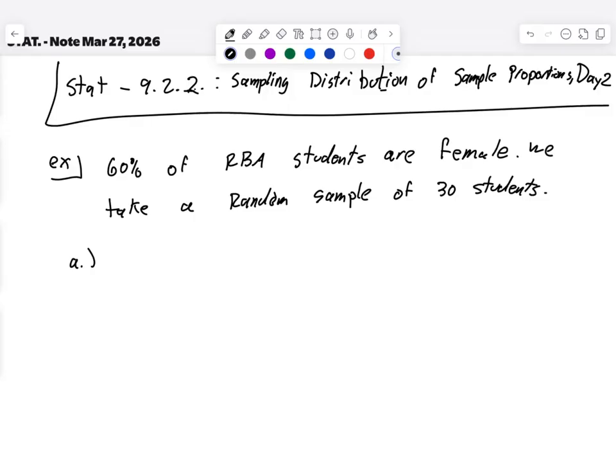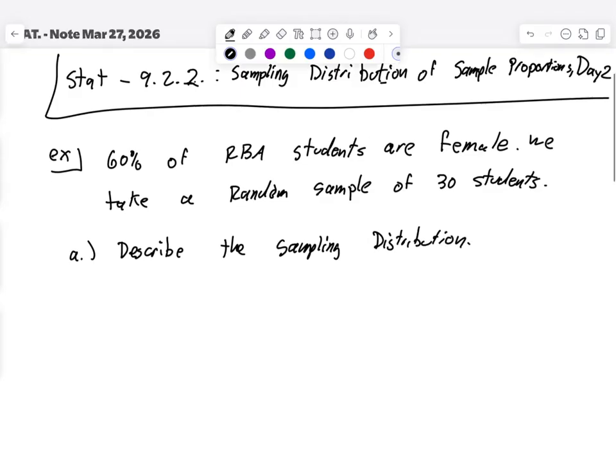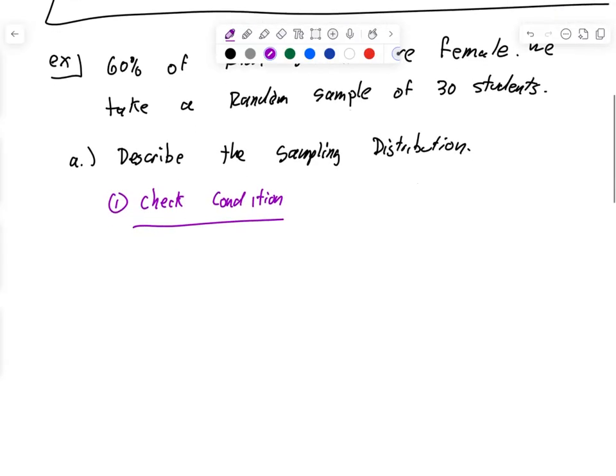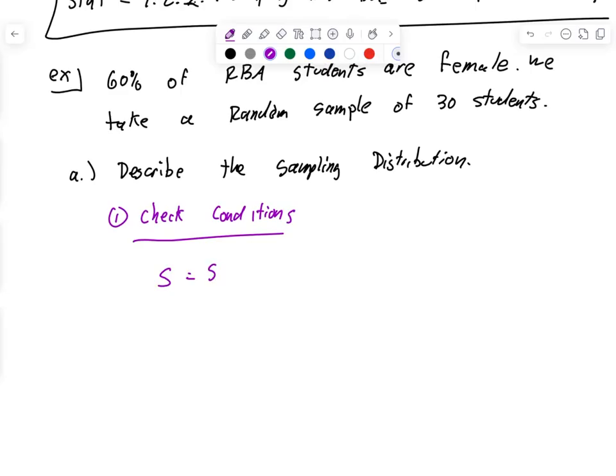A, describe the sampling distribution. And what I mean by describing the sampling distribution, it's two parts of a question. Basically, the first thing I want you to do is check the conditions. S: is the sample random?